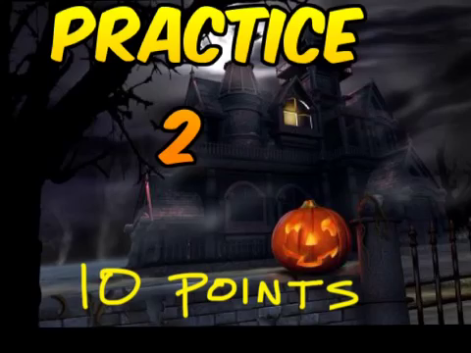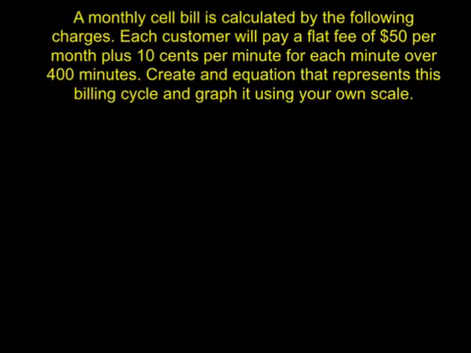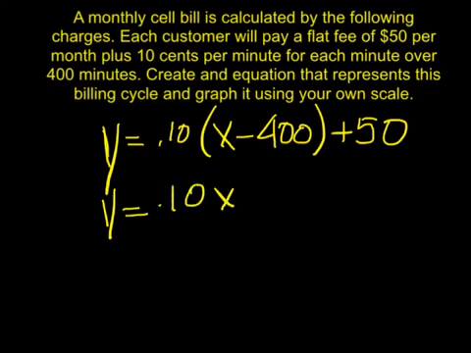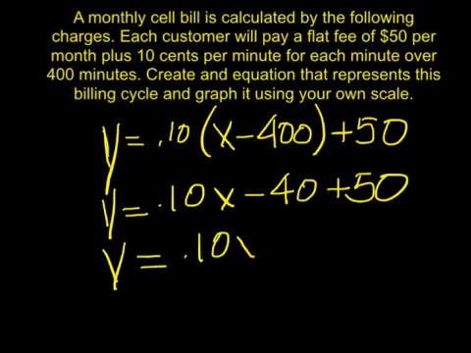Talking about Straight Talk. For the practice problem, you should have y equals 0.10 times the quantity x minus 400, and then plus 50. When you work it out, it's 0.10x minus 40 plus 50. And the final answer should be 0.10x plus 10.